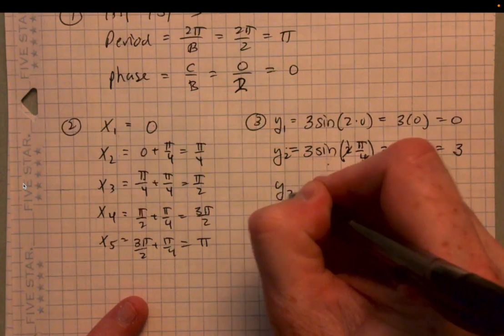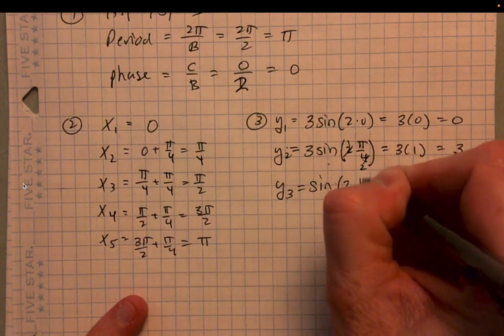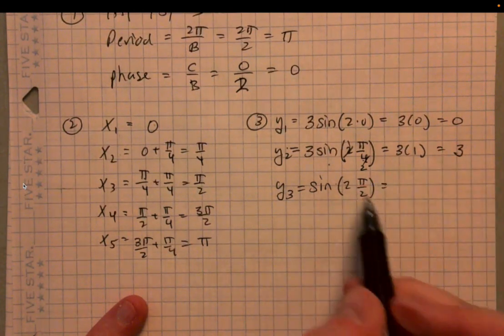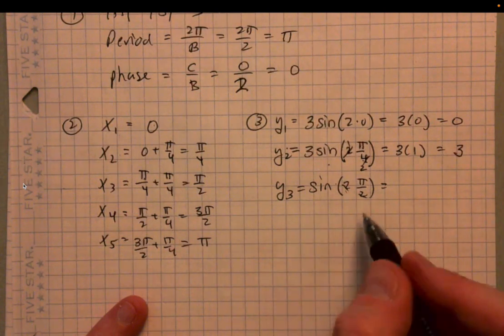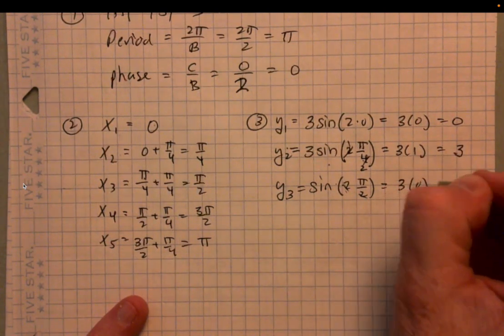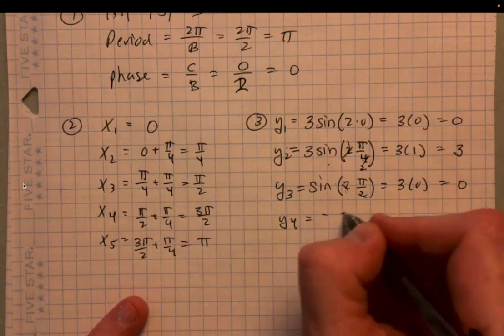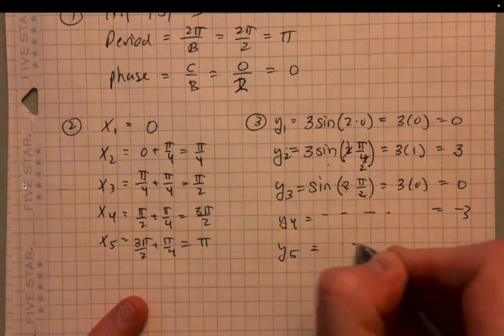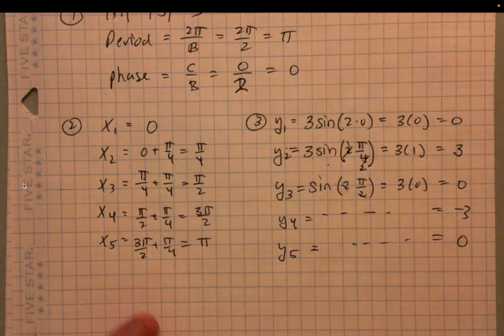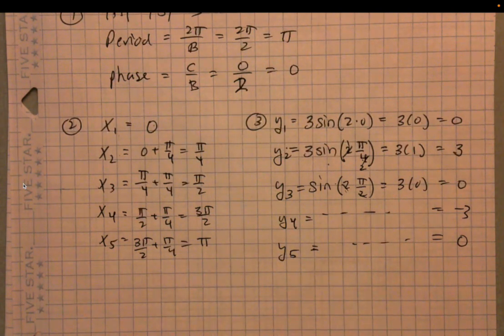Okay. y3 is 3 times the sine of 2 times pi over 2, and that's going to be 2 times pi over 2, which is, the 2's will cancel, and it's just sine of pi, which is 0. y4, you can probably figure this out, is going to be -3, and y5, of course, is going to go back to 0, right? I encourage you to plug these values in and make sure that that's right, but you can usually detect the pattern after just 2 or so.